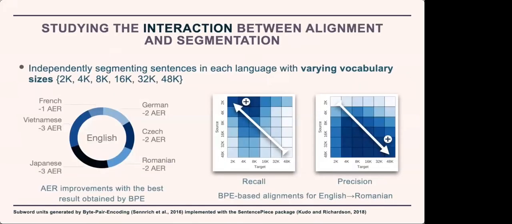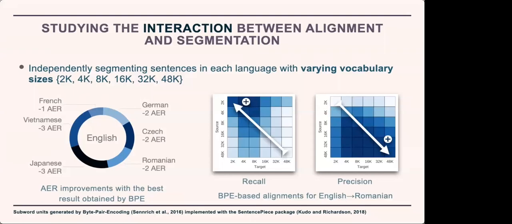Now we study the interaction between alignment and segmentation with FastAlign and FLOMAL. We perform the alignment between subword units generated by byte pair encoding, BPE, and the unigram method, implemented with the SentencePiece package. We independently segment sentences in each language with varying vocabulary size from 2K to 48K. With a proper choice of unit size, BPE-based models are able to outperform their word-based counterparts with a gain of about 2 error points. This improvement is not clear for unigram-based models and can be seen in the left figures.